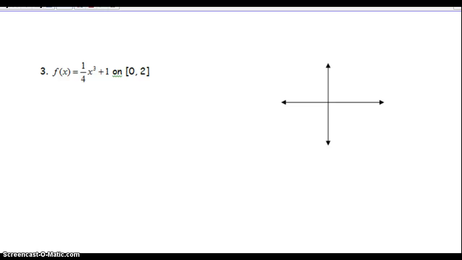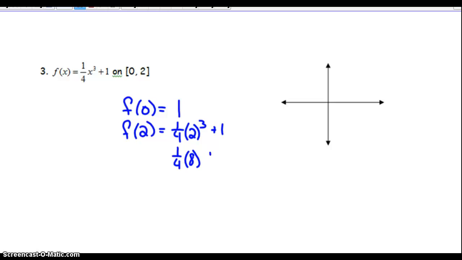So I had to go back and read my directions. So yes, since it is a continuous and differentiable function, we're going to find the values. First thing you will do is plug in. f of 0 is going to give me 1, right? Plug in the 0, that would take care of that. f of 2, a little more math here. 2 cubed plus 1, so 1/4 times 8, so I have 2 plus 1 is 3.